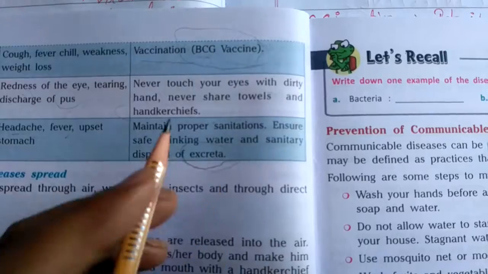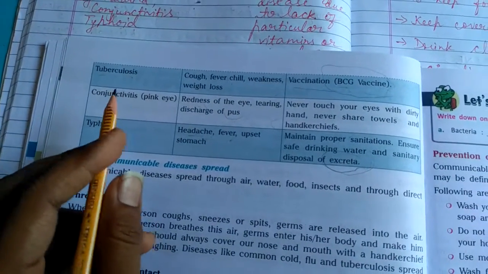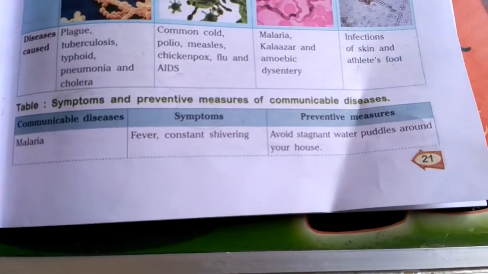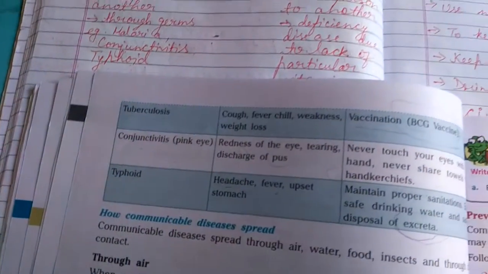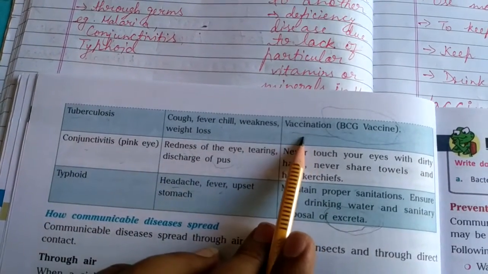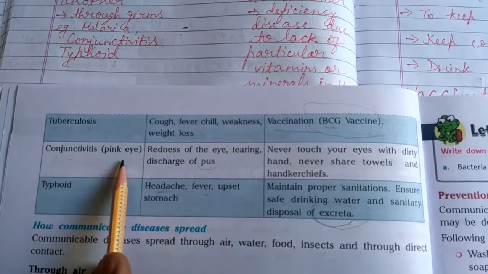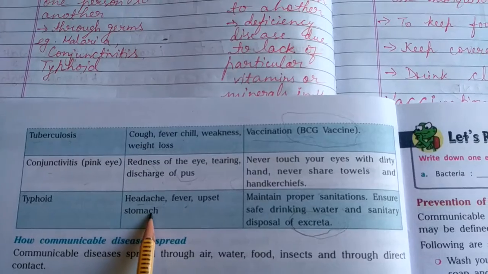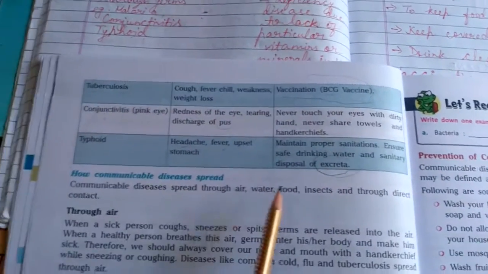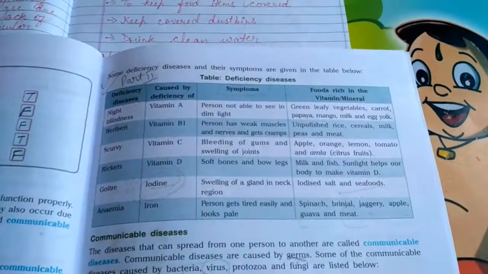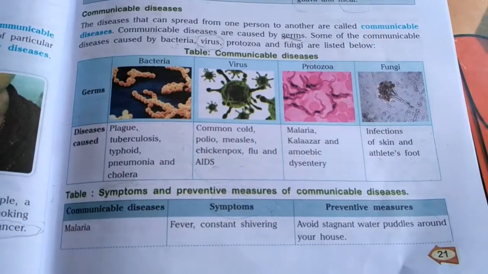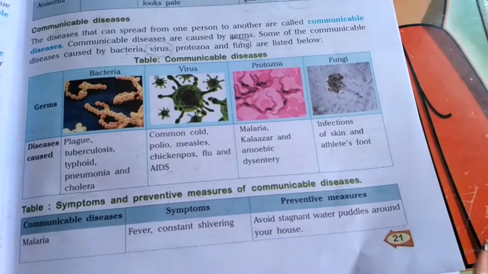So this was about this table, what the diseases are, what their symptoms are, and what their preventive measures are, which we have seen. First, we have seen malaria, its symptoms and preventive measures. And then tuberculosis, symptoms and preventive measures. Then conjunctivitis, also called pink eye, symptoms and preventive measures. Then there was typhoid, symptoms and preventive measures. So in all, we have done 3 tables. One table was of deficiency diseases, then another table was of communicable diseases, then table 3 was of symptoms and preventive measures of communicable diseases.